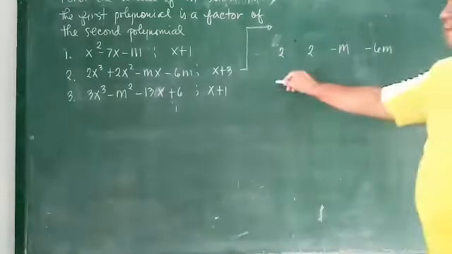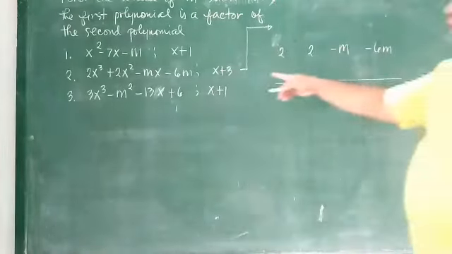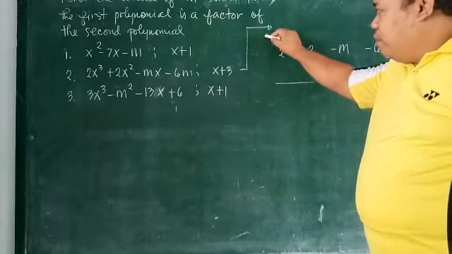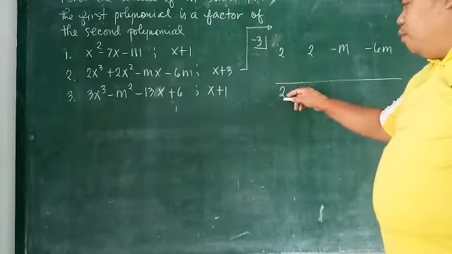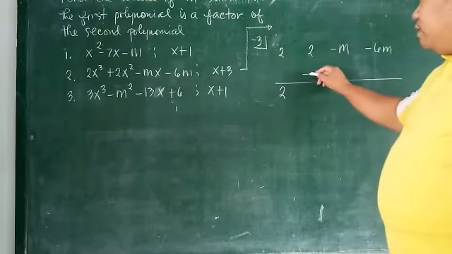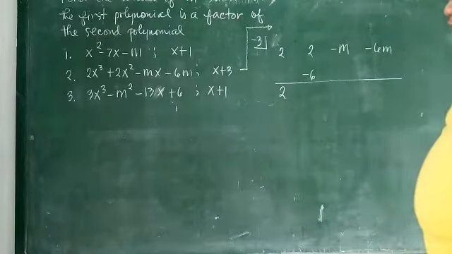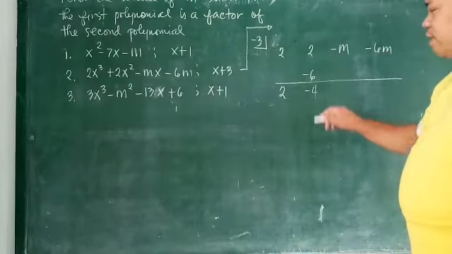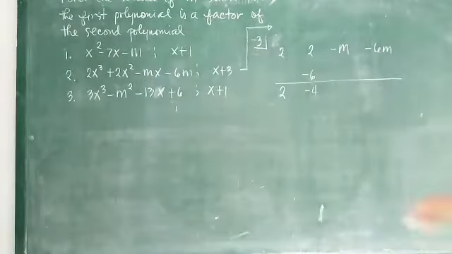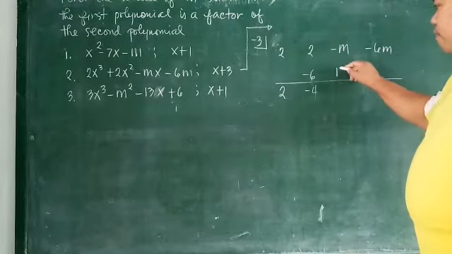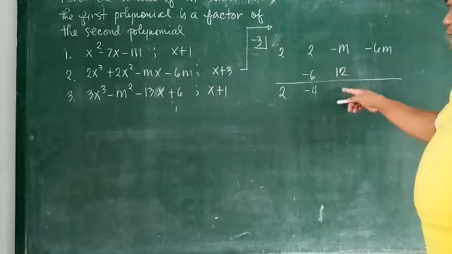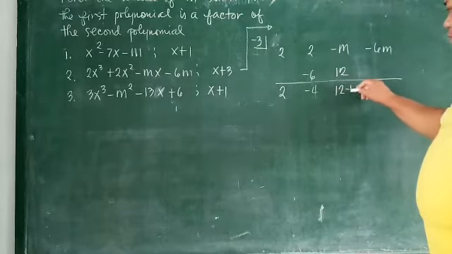It needs to be factorable by x plus 3, so the divisor is negative 3. We bring down 2. 2 times negative 3 is negative 6. Then 2 plus negative 6 is negative 4. Negative 4 times negative 3 is 12. So here it becomes 12 minus n.